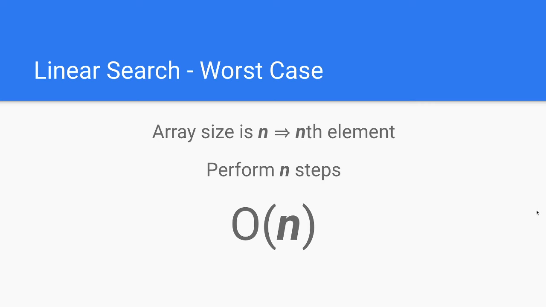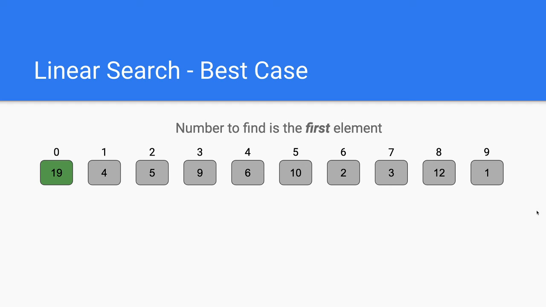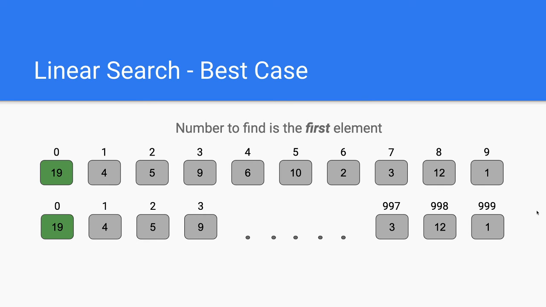Next, let's take a look at what the best case scenario looks like for linear search. The best case scenario would be if the number that we are trying to find is always the first element. For example, number 19 in this case is at the beginning of the array. In this case, does the size of the array change the running time of linear search? If there are 1000 elements in the array and the number we are trying to find is the first element, linear search still takes only one step.